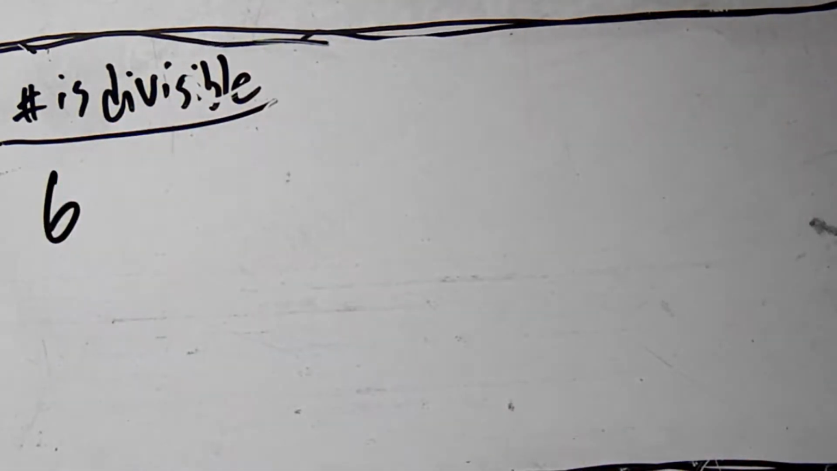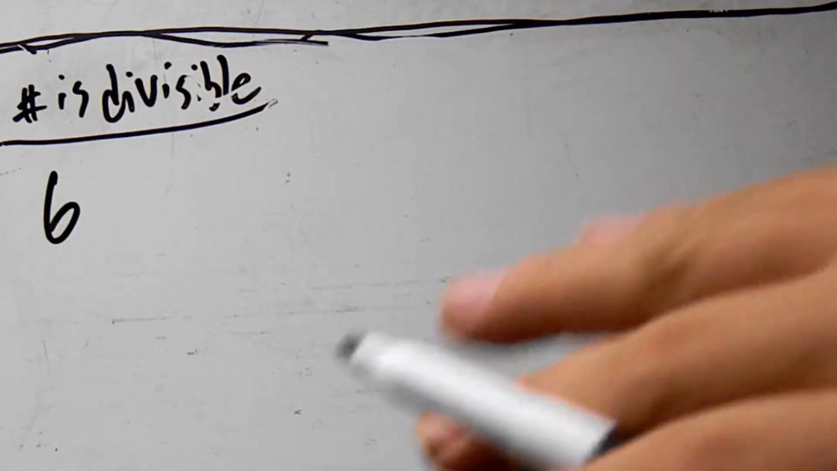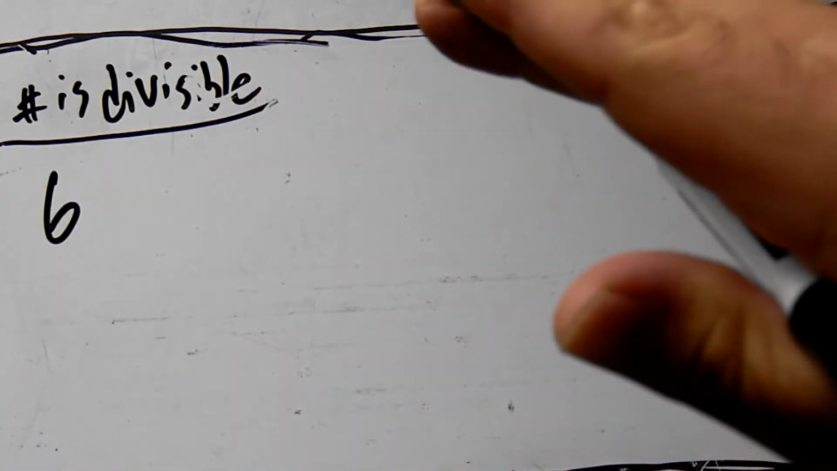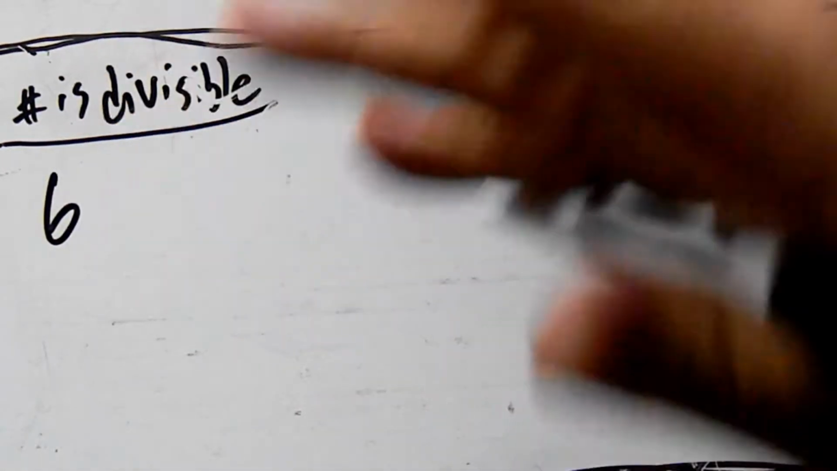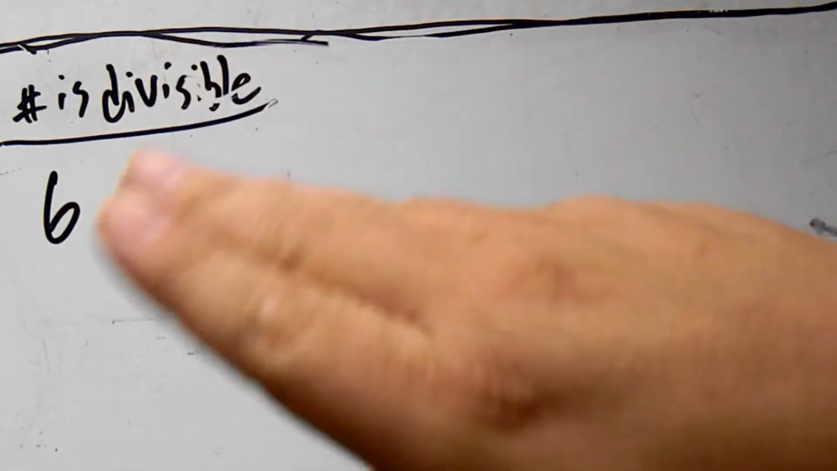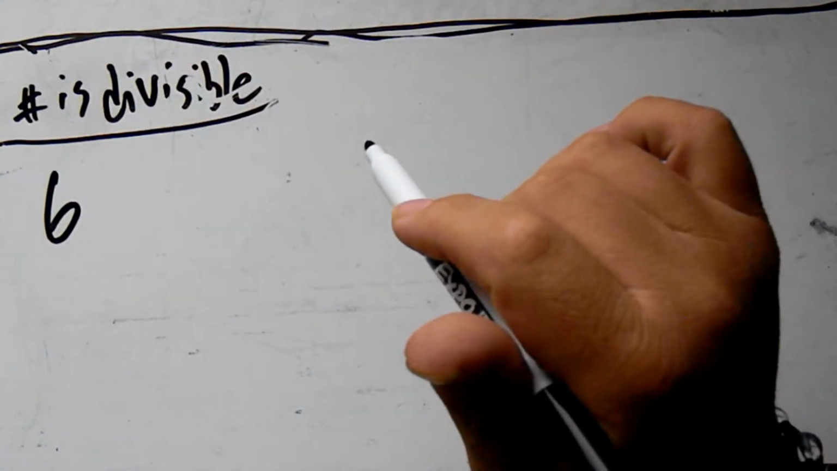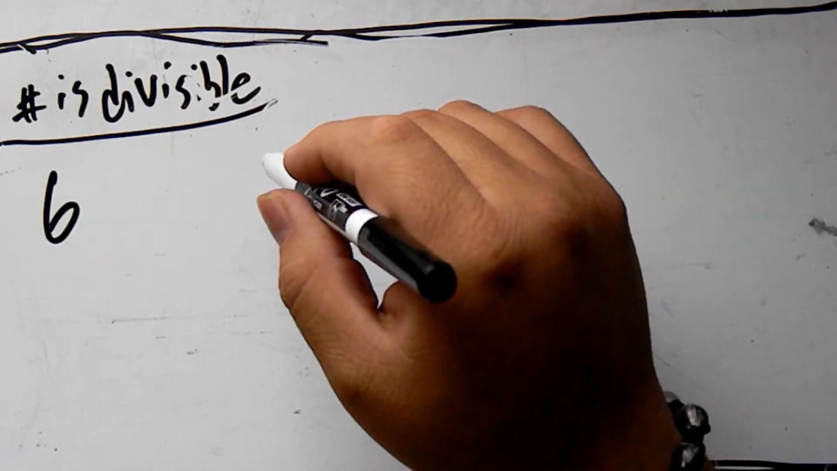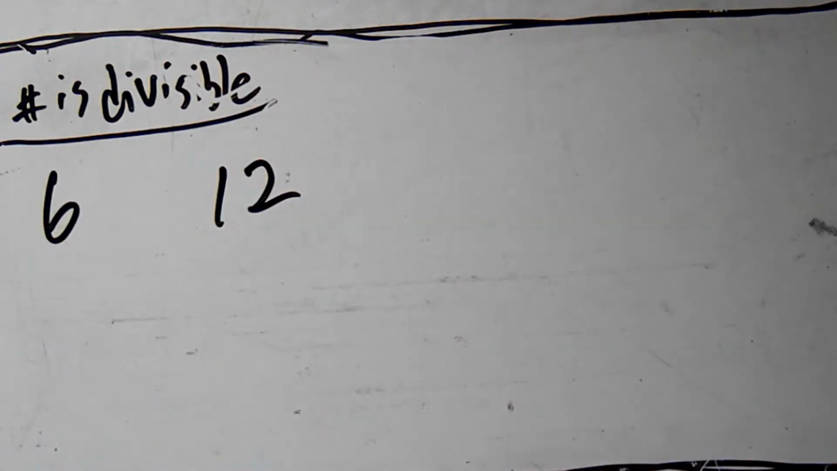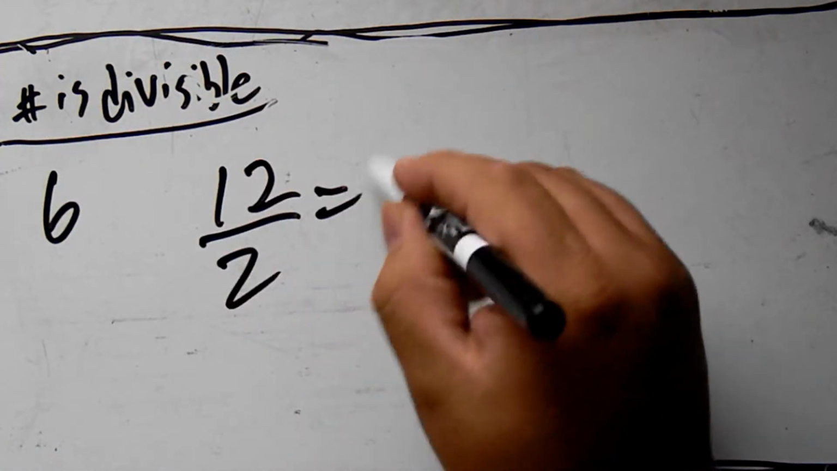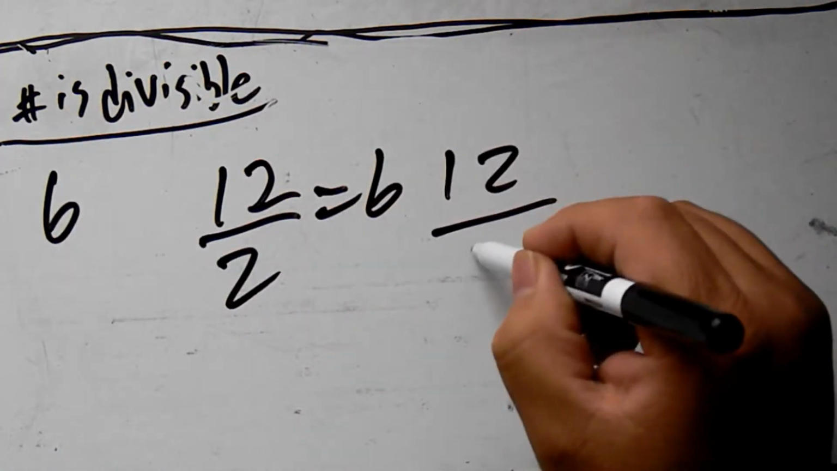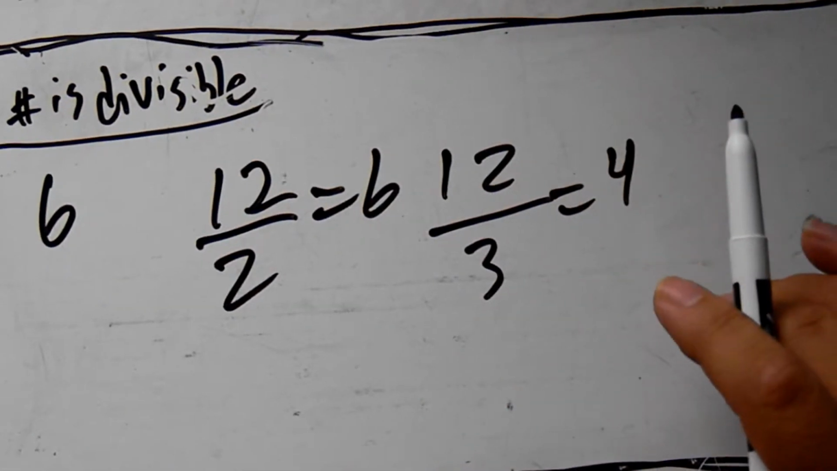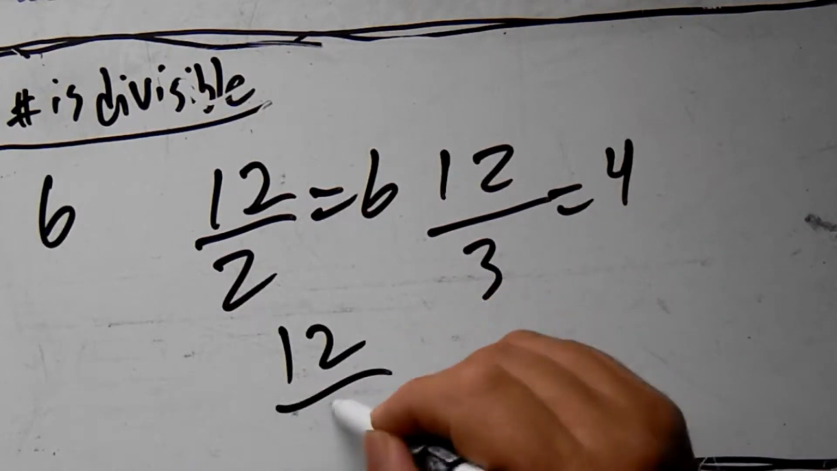But let's say 6. The rule is that if the number is divisible by 2 and 3, then we can assume that it's also divisible by 6. Let's say, for example, 12. 12 is simple. We know that it's divisible by 2 because it equals 6. And we know it's divisible by 3 because it equals 4. So we know that 12 is divisible by 6.